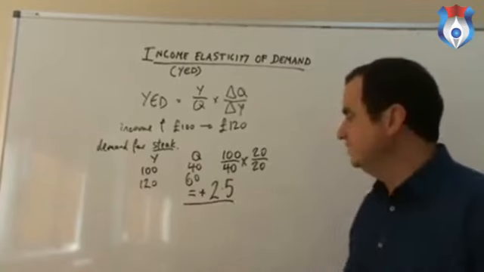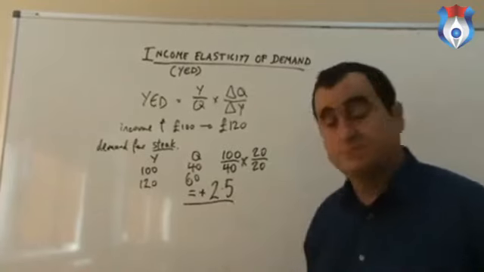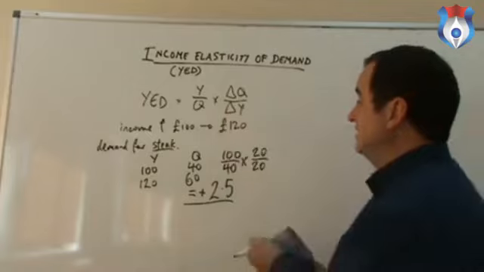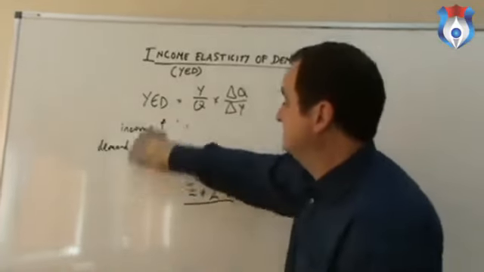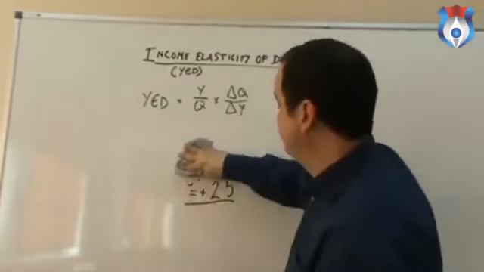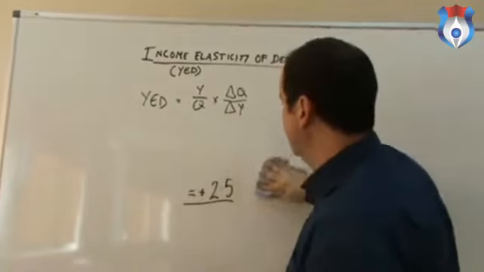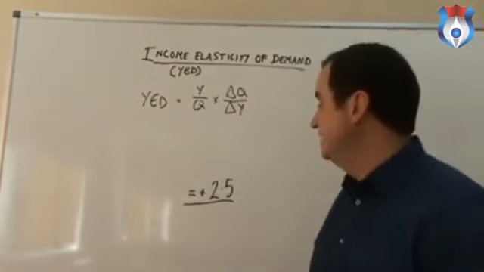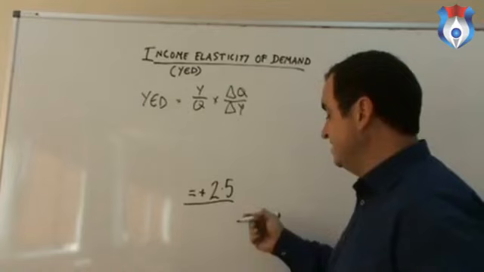There are two things that we can take from this. I need a bit of space, so I'm going to rub out these notes here. There are two pieces of information we must analyse when we get a YED reading. We must look at the sign and the size.